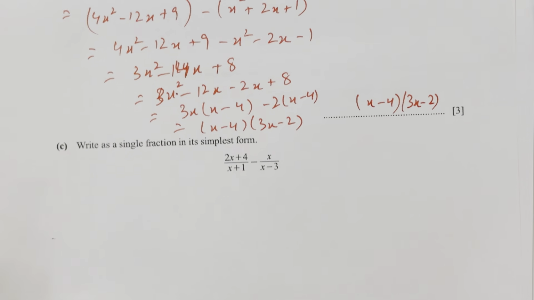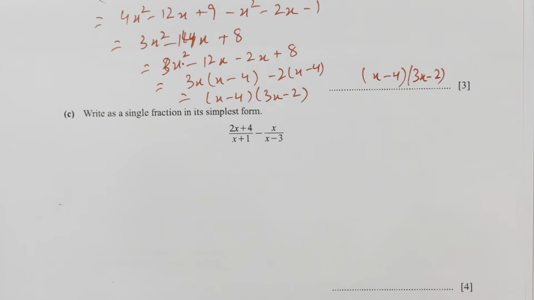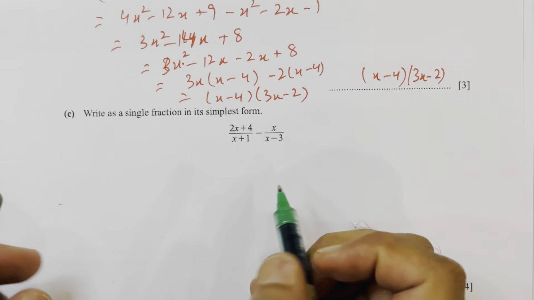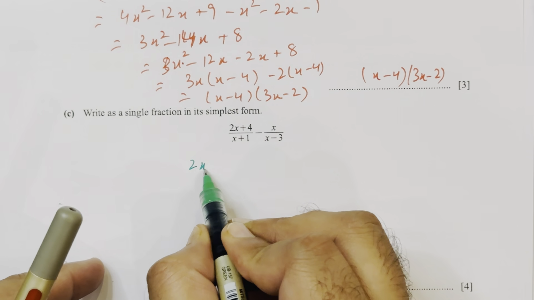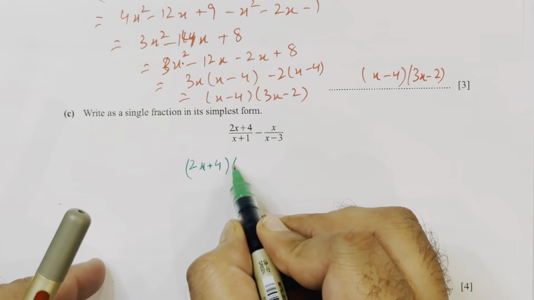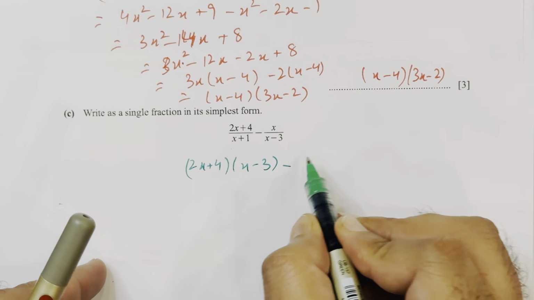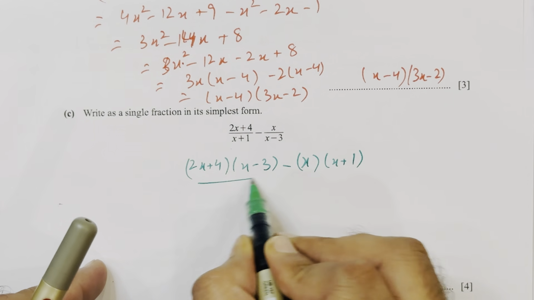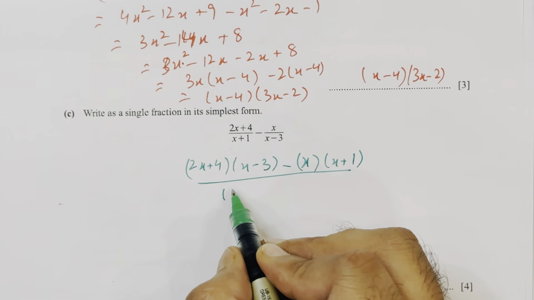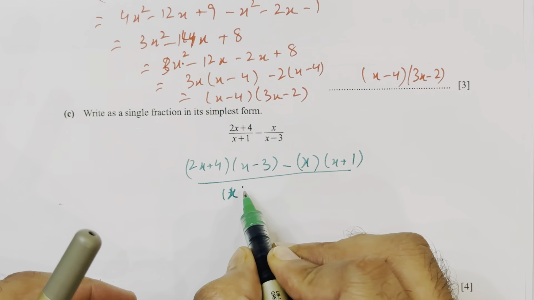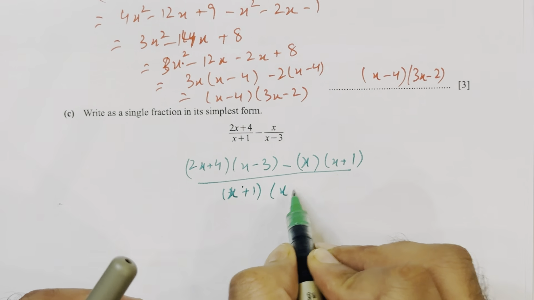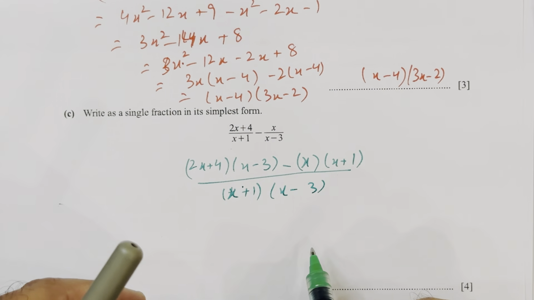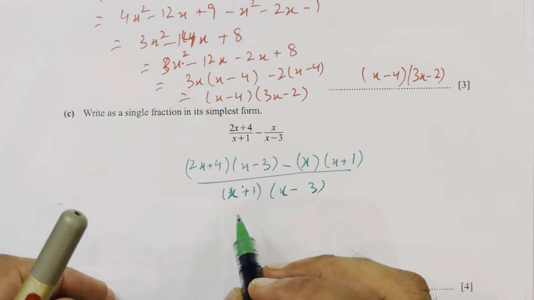Moving to its C part. C part is that write as a single fraction in its simplest form. So single fraction would be like that, 2x plus 4 into x minus 3, then minus x into x plus 1. It would be over x plus 1 and x minus 3. Okay.